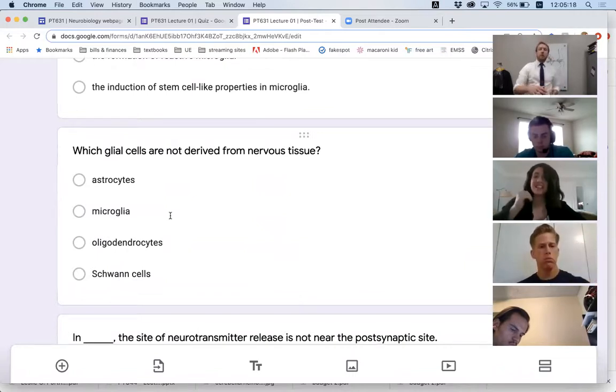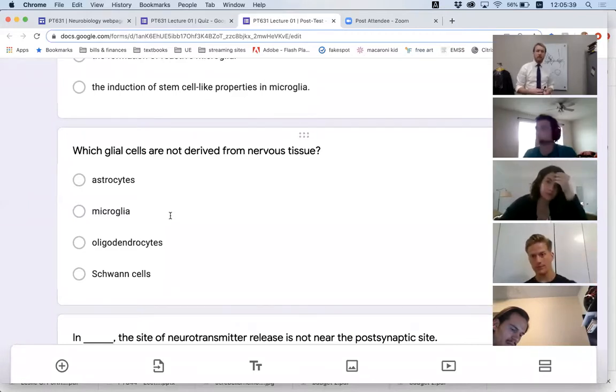Okay, so which of the glial cells are not derived from nervous tissue? Microglia. Everything else is going to be derived from neural precursors. Microglia are going to crawl their way in early in development from the yolk sac. Astrocytes are derived from neuroprogenitor cells, for example, radial glia, later on in development. So they'll come after neurons. Oligodendrocytes also come from glial precursors.